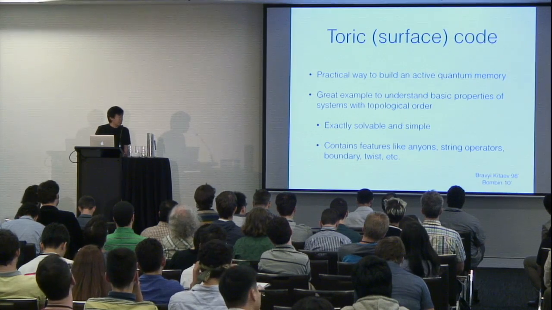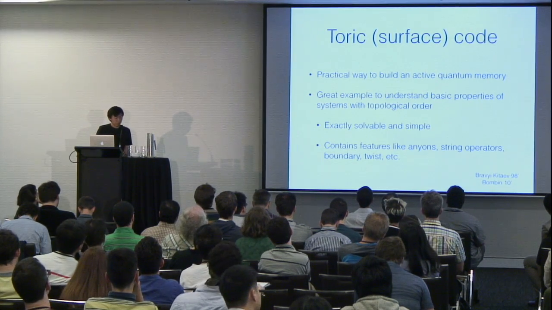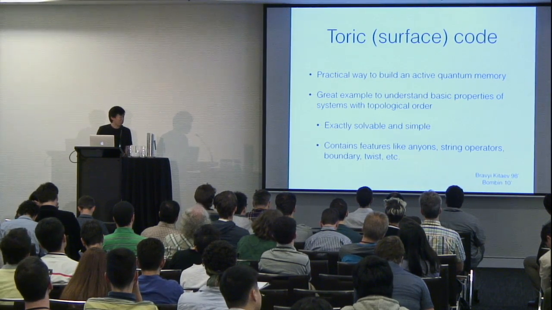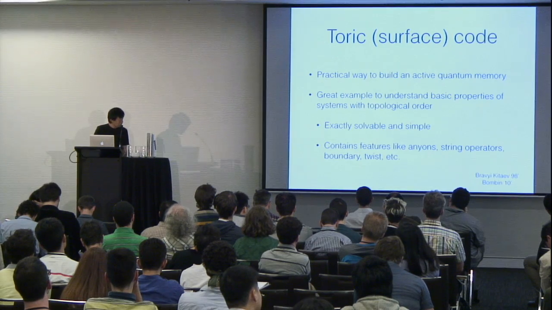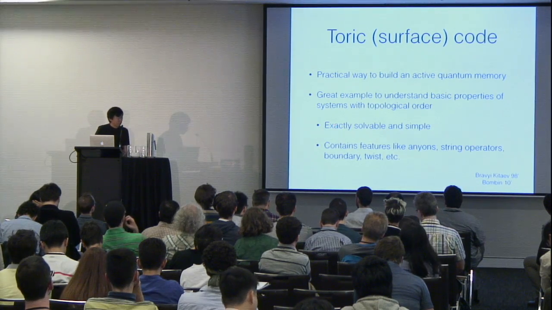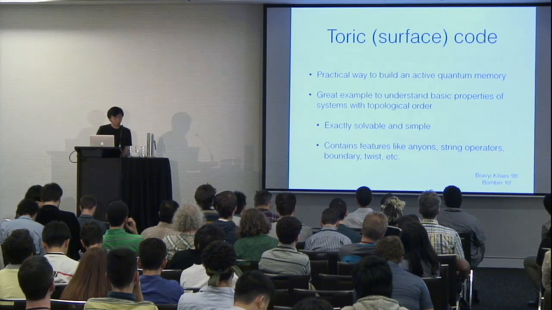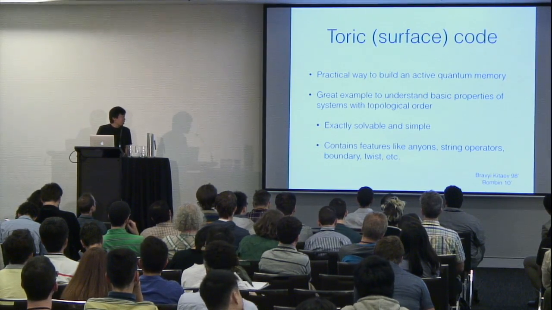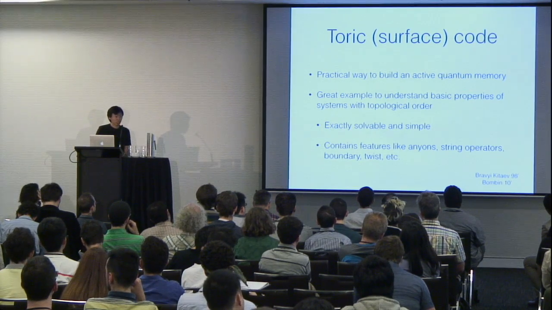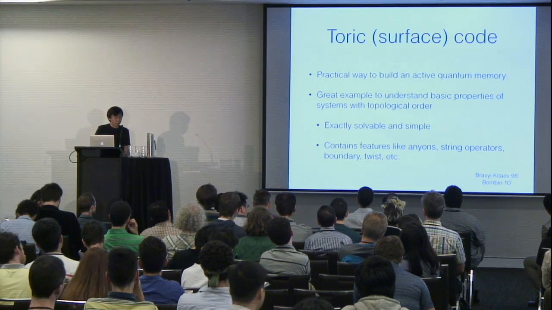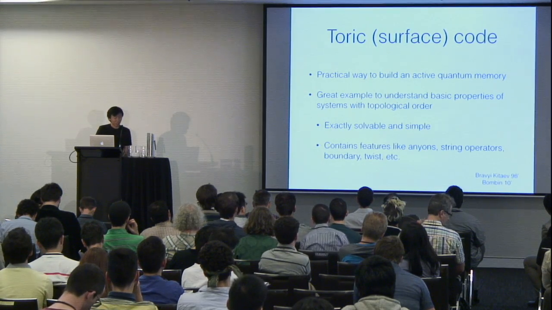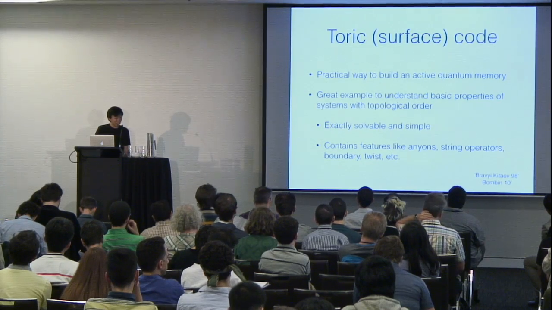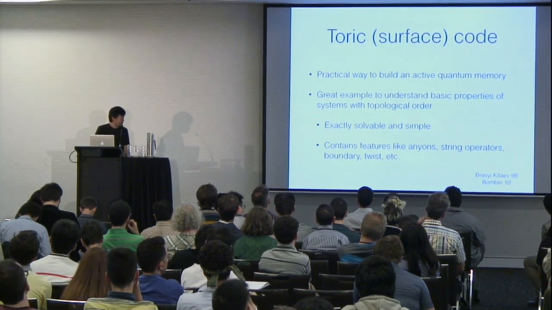And apart from that, it's a great example for us to understand some basic properties of systems with topological order. Because it's exactly solvable and simple, we don't need to know about conformal field theory, or we don't need to know about tensor categories to understand the properties of Toric code. So in this sense, we can see the Pauli stabilizer formalism as a shortcut to let us know a bit about topological models.